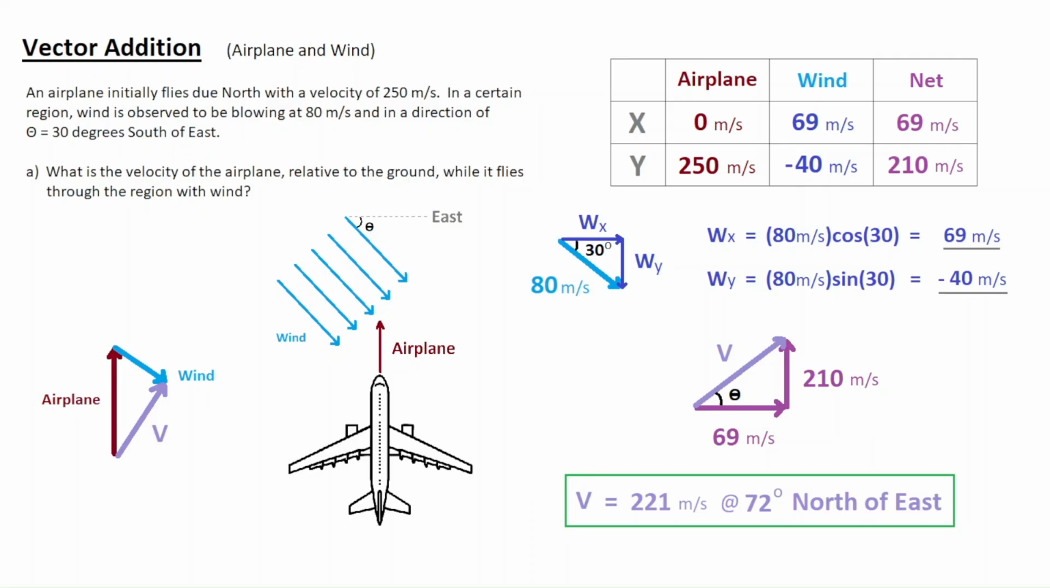For more complicated vector addition problems, those that don't deal with right triangles, consider making a table like this. Your goal is to find the net x and net y values so you can get back to a right triangle and use your basic trigonometry skills.